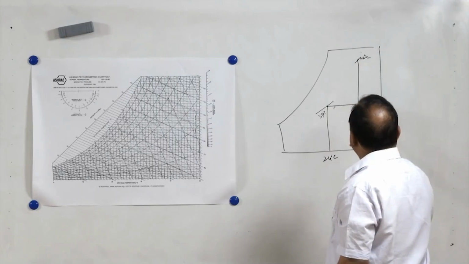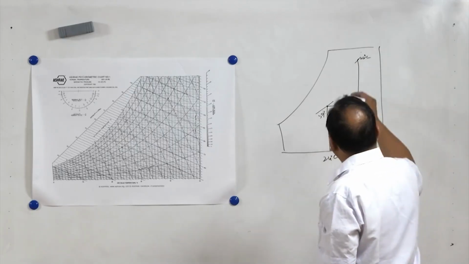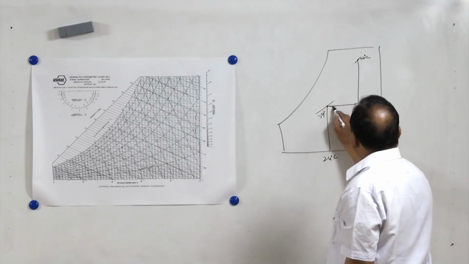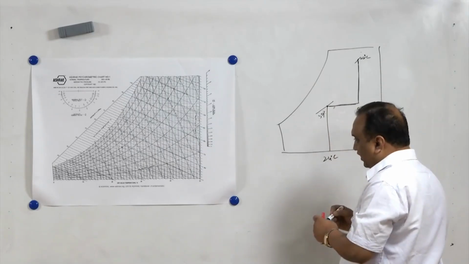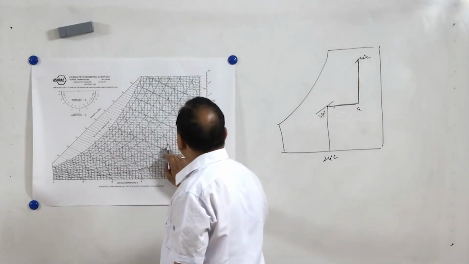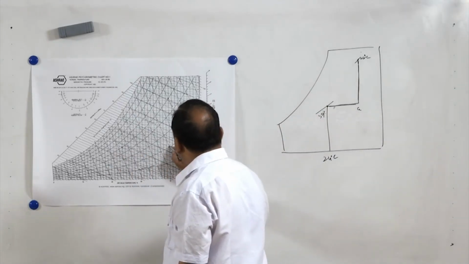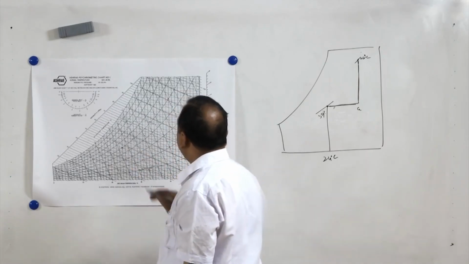Now, we will draw a horizontal and vertical line, and we will get a state A. This will be in the form of sensible heat and latent heat. So, air which is coming into the room shall bring energy in the form of sensible heat, and this is latent heat, and this is sensible heat addition by the air.